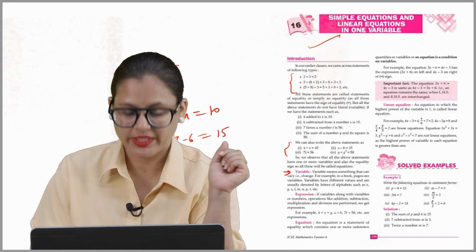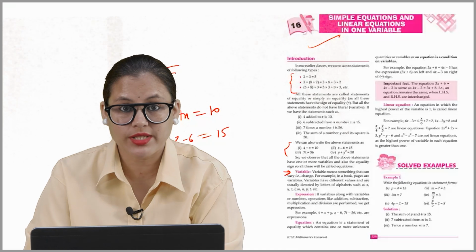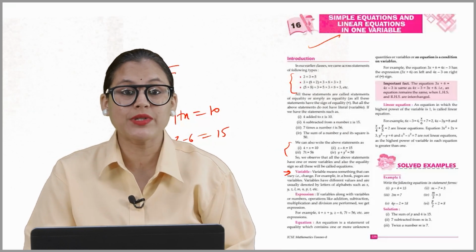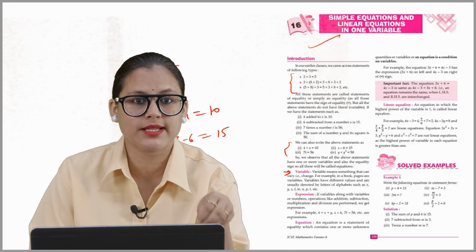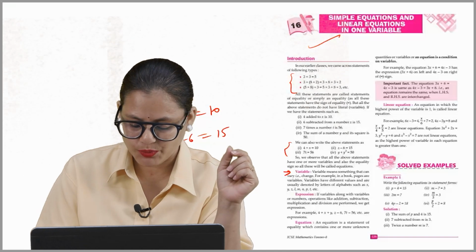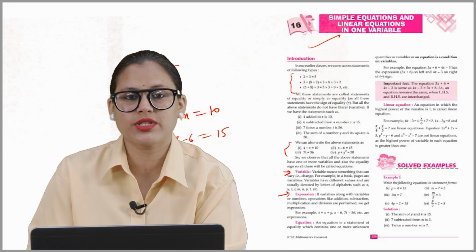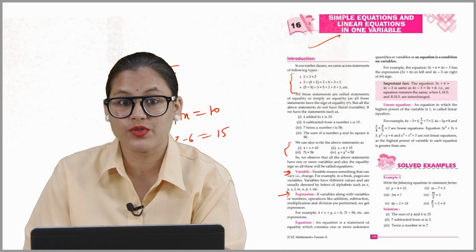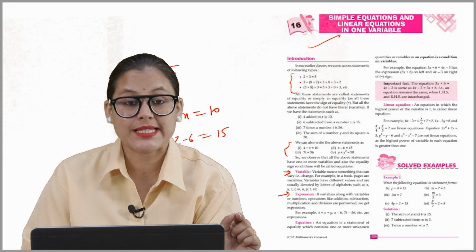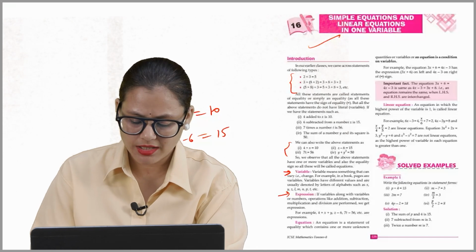What is a variable? Variable means something that can vary, meaning change. For example, in a book, pages are variables. Variables have different values and are usually denoted by letters of the alphabet such as x, y, z, p, a, b, c, whatever. Next is expression. If operations like addition, subtraction, multiplication and division are performed on variables and numbers, we get an expression. For example, 4 plus x plus y, z minus 6, 70 minus 56, etc. These are expressions.